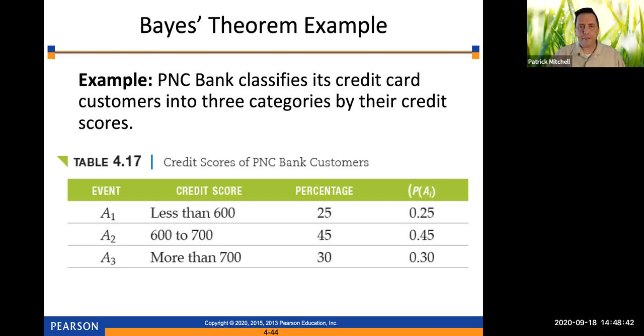So we'll look at it the way they did it first, and then I'll show you how you can do it using a tree diagram, which I think you might find a little simpler. So PNC Bank classifies its credit card customers into 3 categories by their credit scores. 25% of customers have a credit score less than 600. 45% have a credit score 600 to 700. And 30% have a credit score more than 700, okay? So notice that those 3 probabilities add up to 1 because your credit score has to be one of these 3 things.